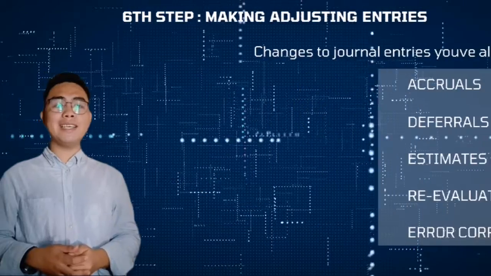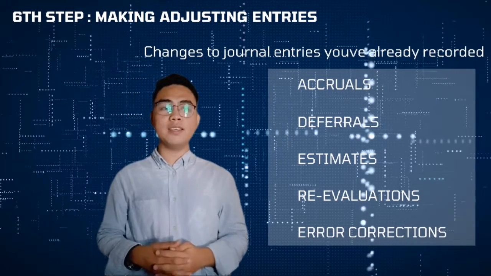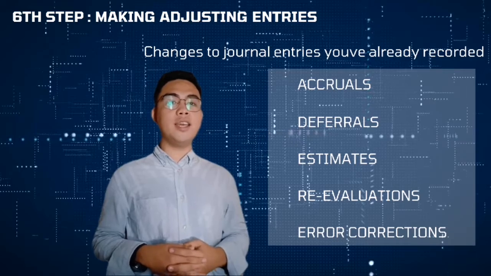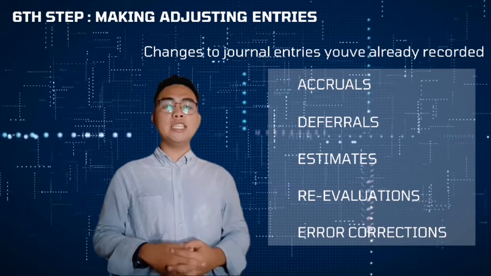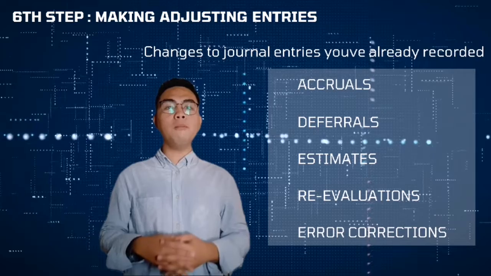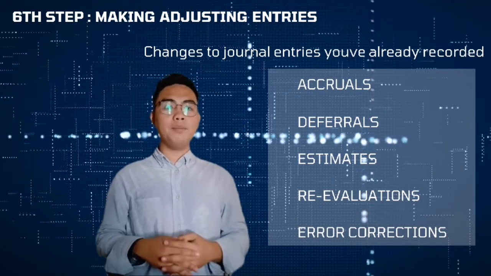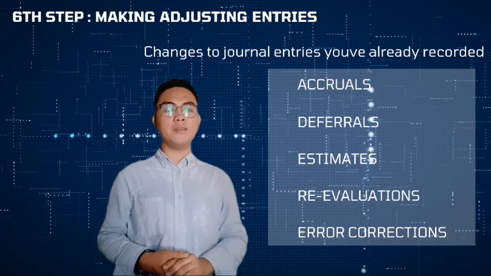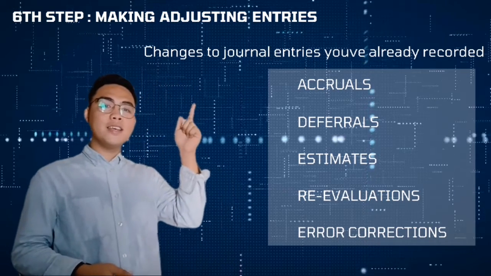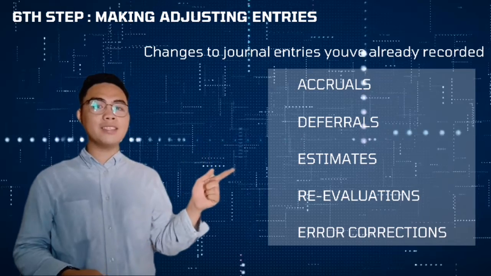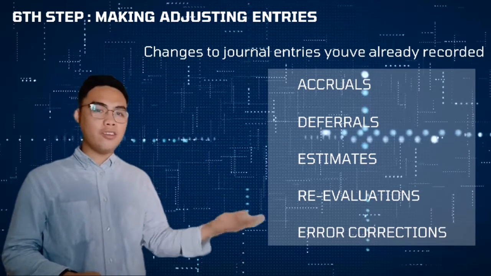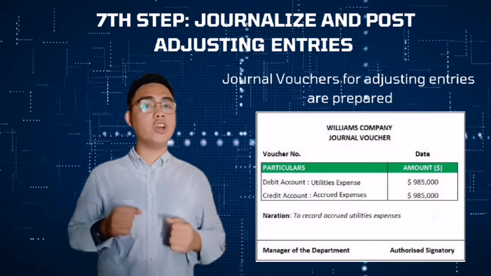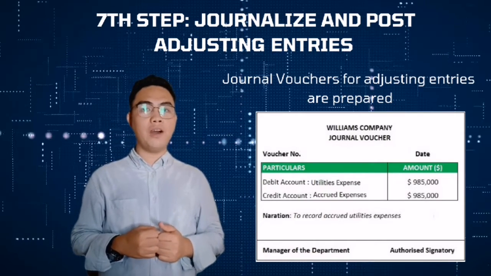Moving forward to the sixth step of the financial reporting process, making adjusting entries. Adjusting entries are changes to journal entries you've already recorded. Specifically, they make sure that the numbers you have recorded match up to the correct accounting periods. We have 5 types of adjusting entries: the accruals, deferrals, estimates, reevaluation, and error correction. After making adjusting entries, we now journalize and post them to our journal voucher.